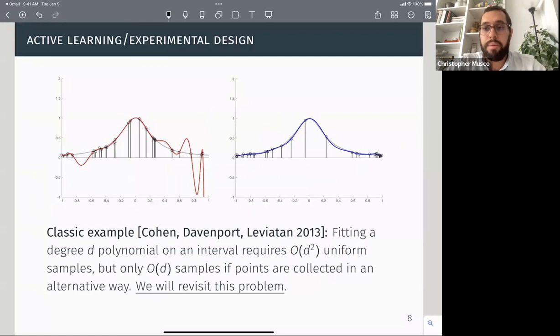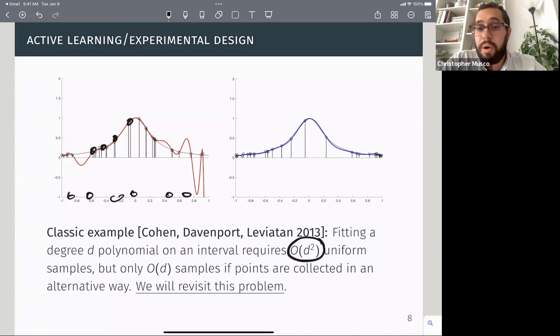Okay, so I'm going to give this example because I'll come back to it later in the talk. A classic example here is a really, really simple problem. I have a function on the line, and just for scaling, think about it as a function defined between -1 and 1. And I want to approximate that function by a polynomial. A well-known result is that if I uniformly sample points from the function and then try to fit, meaning I uniformly sample locations on the x-axis, and then I observe the function at those locations, if I want to find an accurate approximation to the polynomial, I would require order d squared uniform samples.